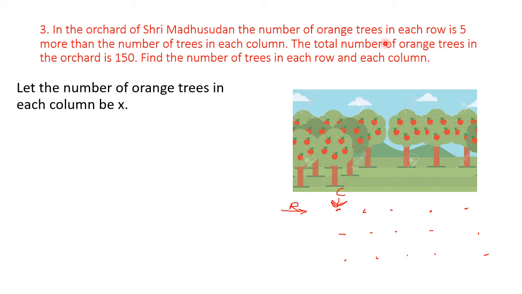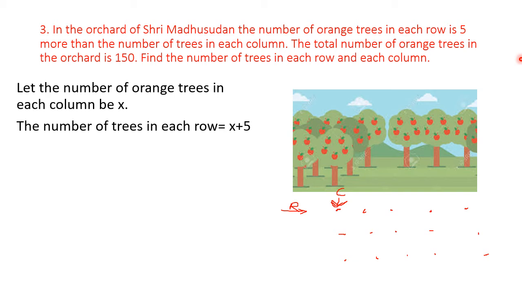मतलब अगर column में there are 10 trees, so 5 और ज़्यादा होंगे in rows. मतलब यहाँ पे ऐसा अगर 10 है तो यहाँ पे कितने होंगे? 15 होंगे. Okay, 5 more. Same thing we'll do here. If in the column it's x, then in the row it will be x plus 5. Okay, that's what we mean by this.